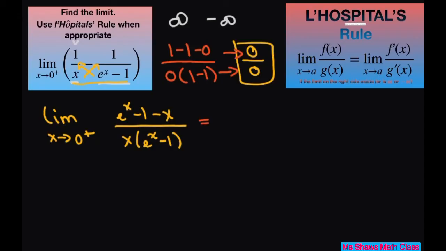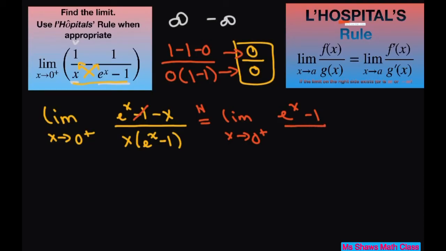So now I'm going to apply L'Hopital's rule. All right, so we're going to differentiate the numerator and the denominator as we take the limit of x as it approaches 0 from the right. So the derivative of the numerator is going to be e to the x. This goes away, and this will be minus 1.